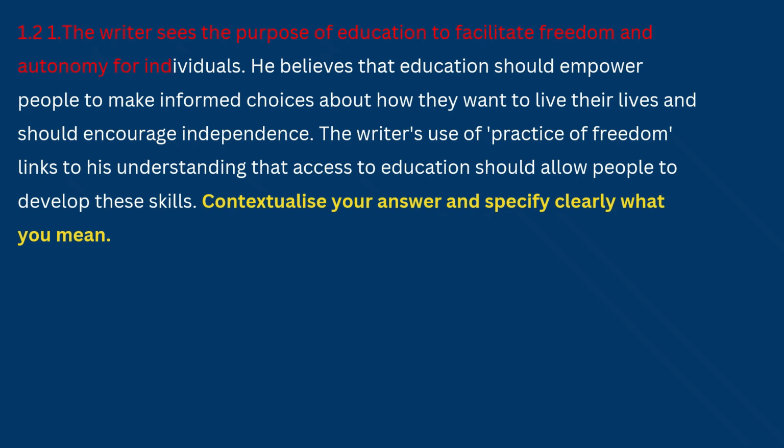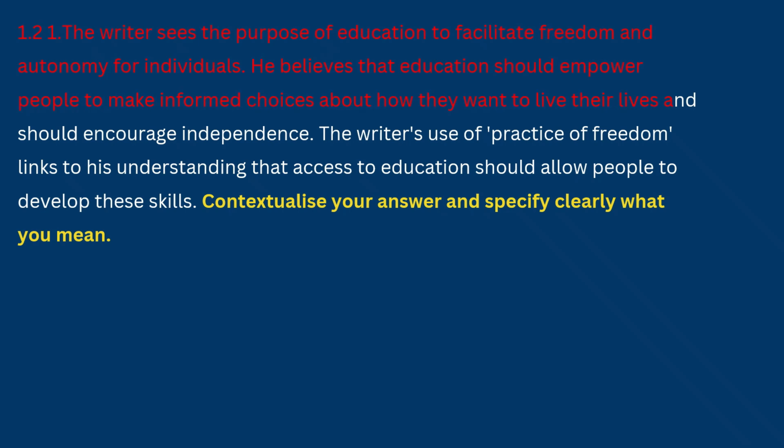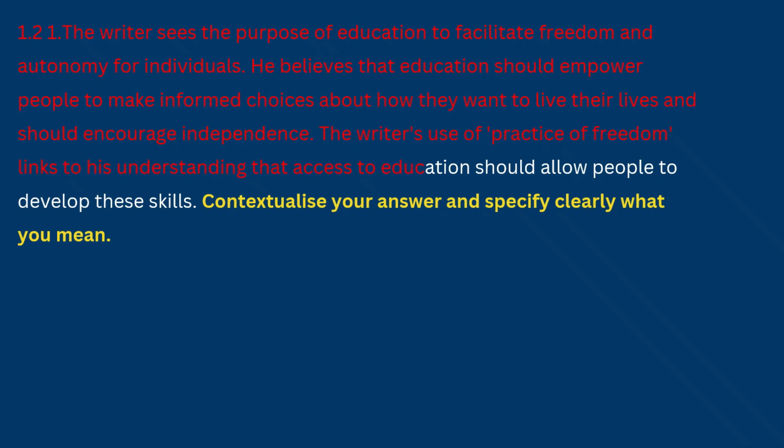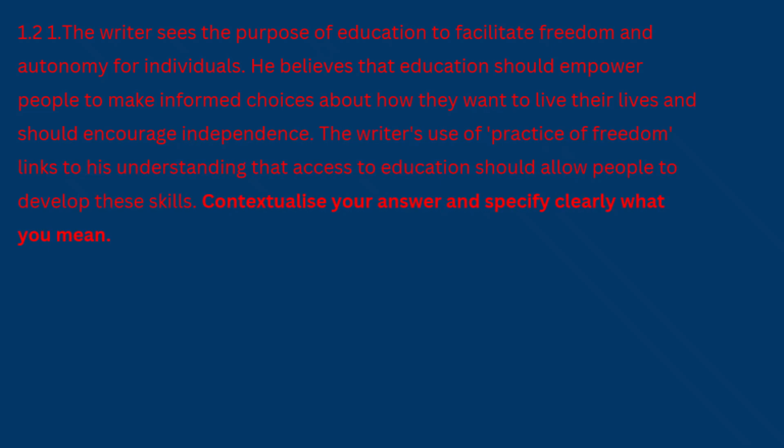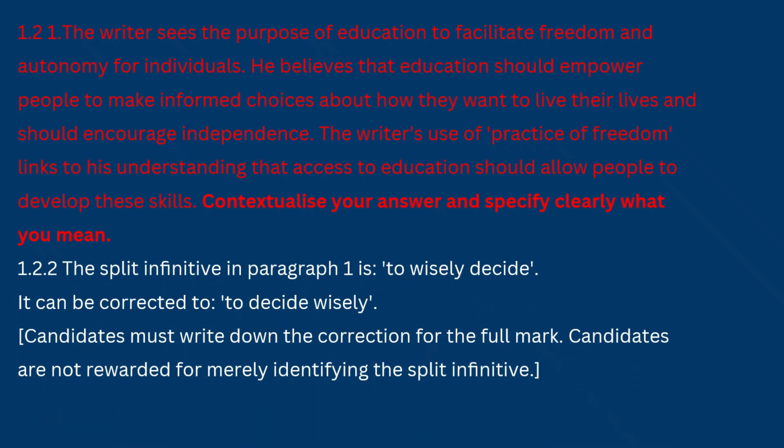So 1.2.1, the writer sees the purpose of education to facilitate freedom and autonomy for individuals. He believes that education should empower people to make informed choices about how they want to live their lives and should encourage independence. The writer's use of practice of freedom links to his understanding that access to education should allow people to develop these skills. So you will need to contextualize your answer and specify clearly what you mean.